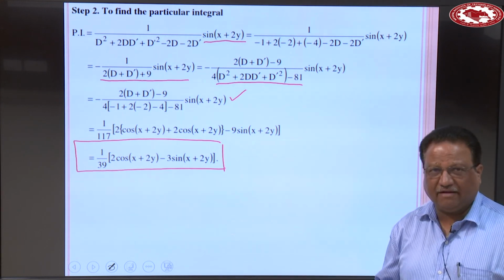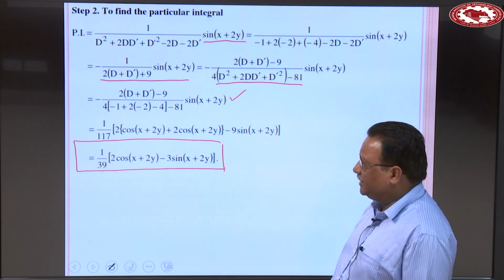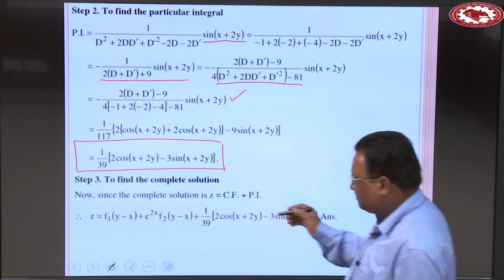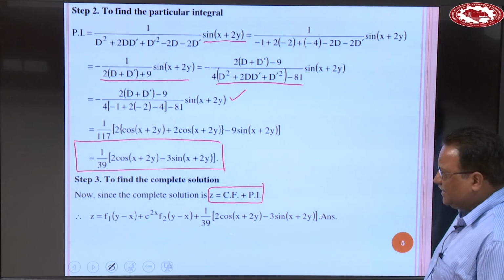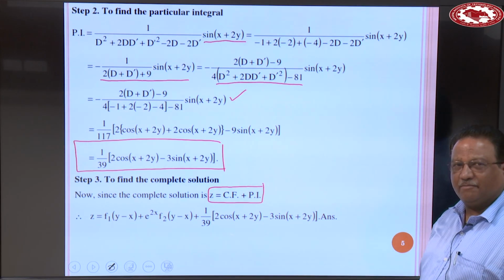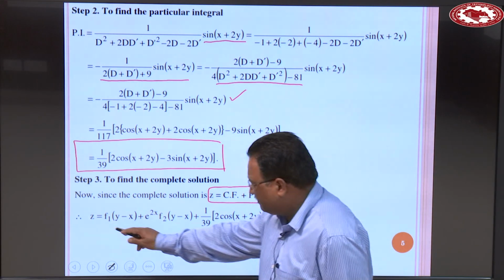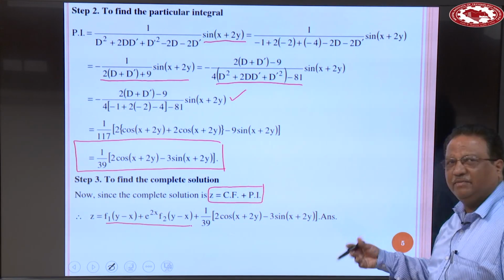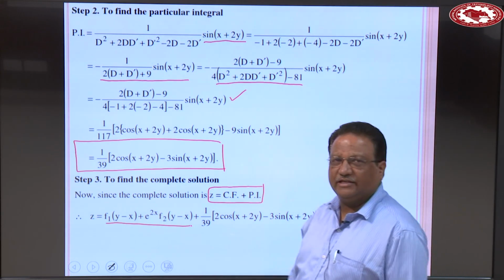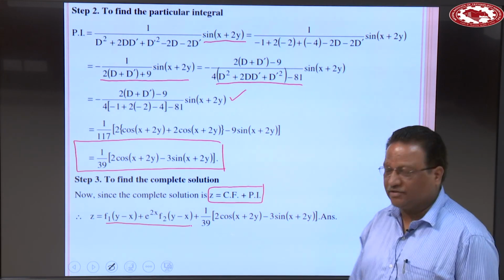So now we have the complementary function and the particular integral, then write the complete solution. The complete solution can be written as z is equal to CF plus PI, complementary function plus particular integral. This one is the complementary function and this one is the particular integral. So that one is the complete solution of this non-homogeneous linear partial differential equation with constant coefficients.